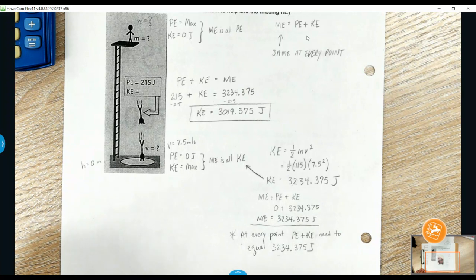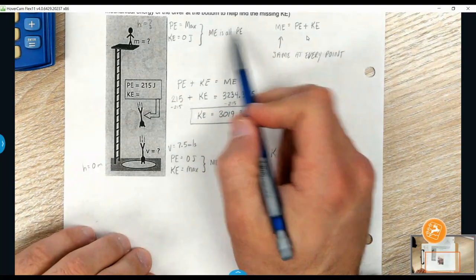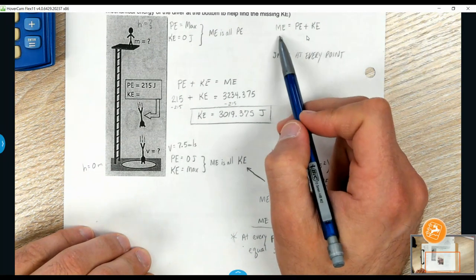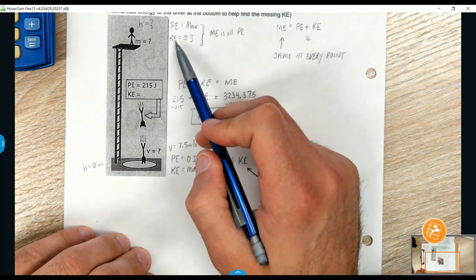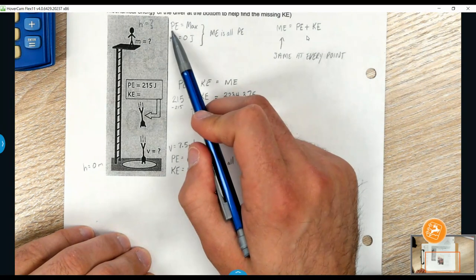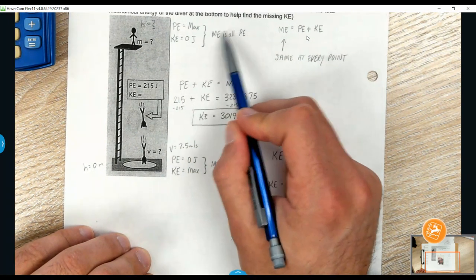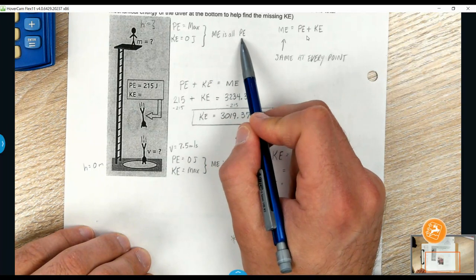The reason why the problem took so long is because I wanted to break down the understanding components of it. Mechanical energy is potential and kinetic. Once you know it, it's the same at every point. At the top, when you're not moving, kinetic is 0. You're at your max height, potential energy is max. So at this point, mechanical energy is all potential.